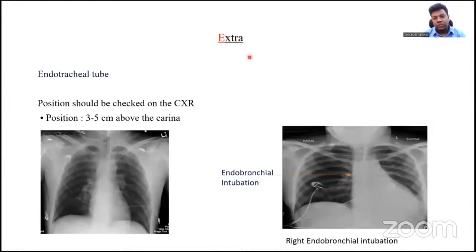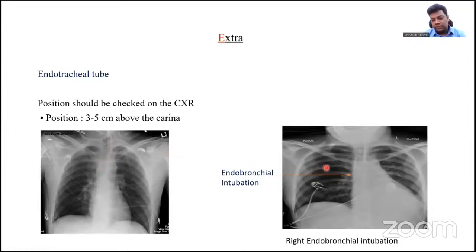Now comes the last part, which is extra. Extra is nothing but all the gadgets which can be seen in the X-ray. As you all know, the endotracheal tube has a radiopaque line, so it can be seen on the chest X-ray. This radiopaque line is made of barium sulfate, because of it the chest X-ray can be used to identify the position of the endotracheal tube. So this is the endotracheal tube. Normally the endotracheal tube is present 3 to 5 centimeter above the carina. This is the carina, it is present 3 to 5 centimeter above.